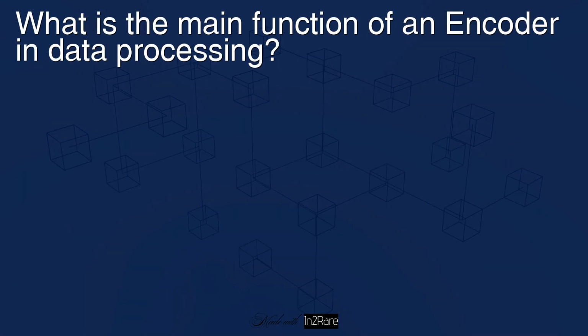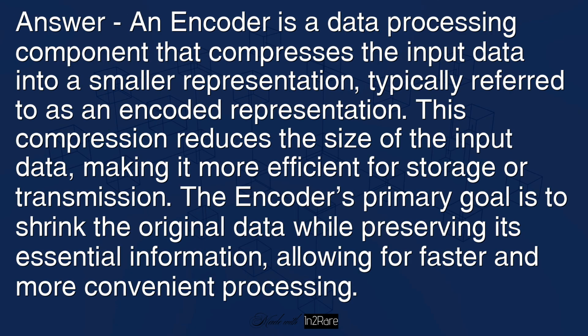What is the main function of an encoder in data processing? Answer: an encoder is a data processing component that compresses the input data into a smaller representation, typically referred to as an encoded representation. This compression reduces the size of the input data, making it more efficient for storage or transmission. The encoder's primary goal is to shrink the original data while preserving its essential information, allowing for faster and more convenient processing.